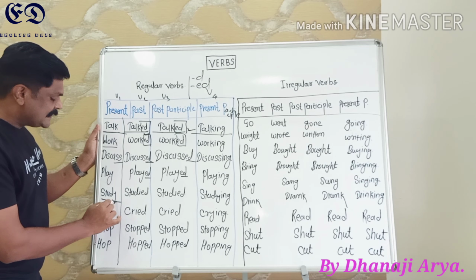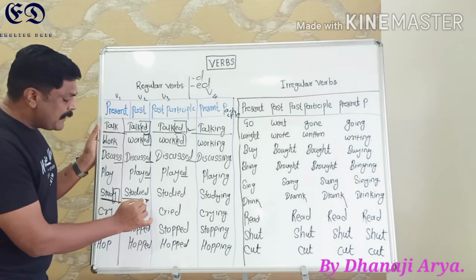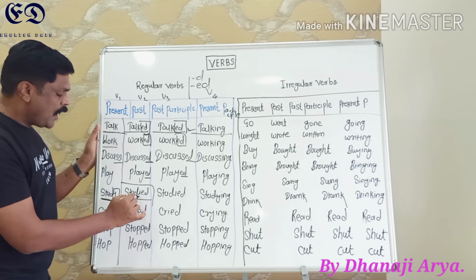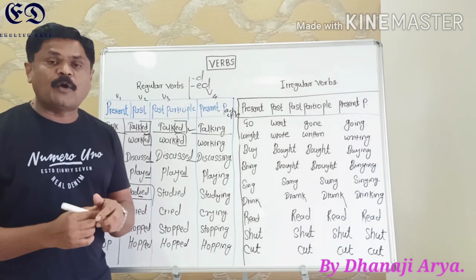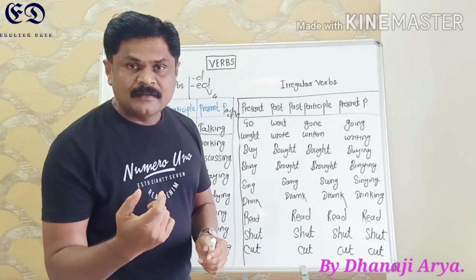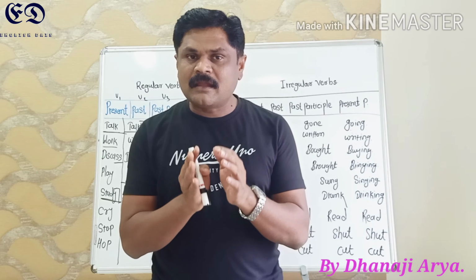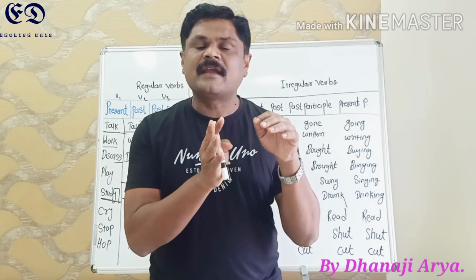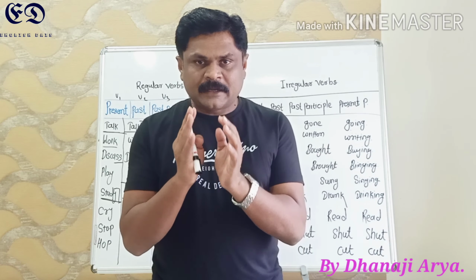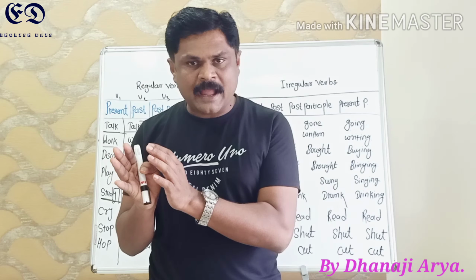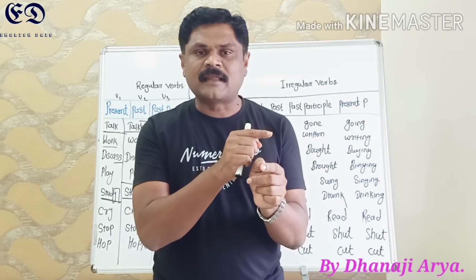Now look, this is study. At the end, this is a y, and while making the second form, we have changed it to i and then added ed. So what is this rule? When a verb ends with y and that y is preceded by a consonant sound. Let me repeat, when the verb ends with y and that y is preceded by a consonant sound.